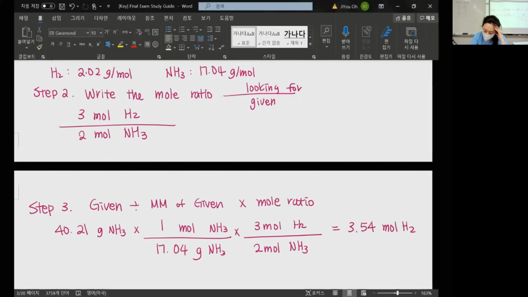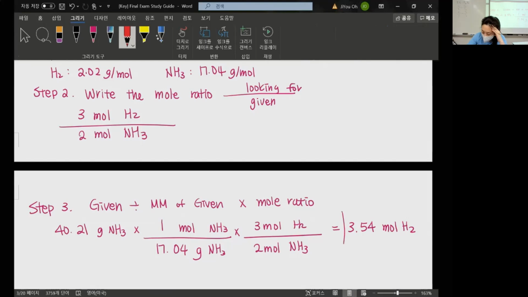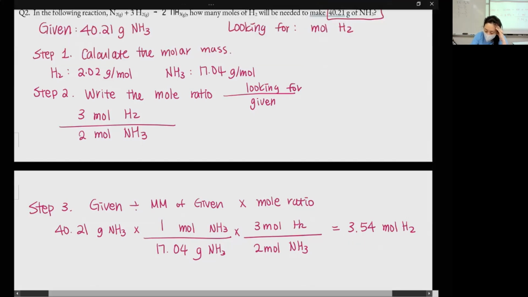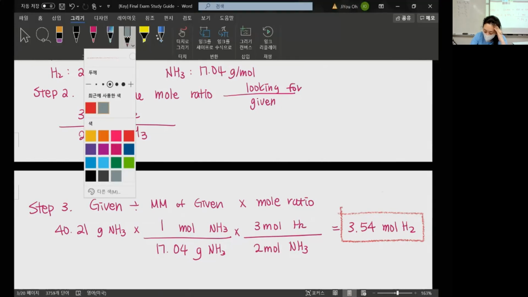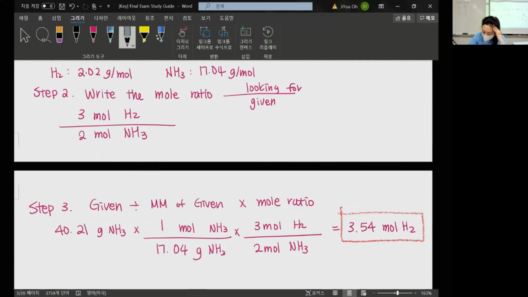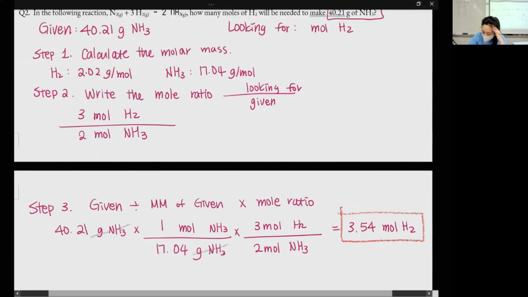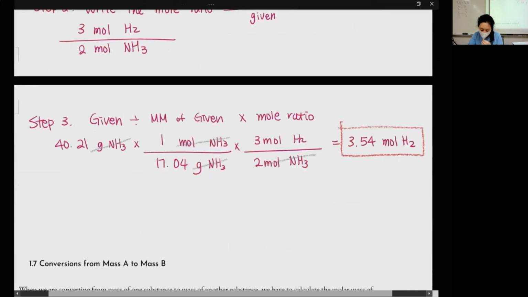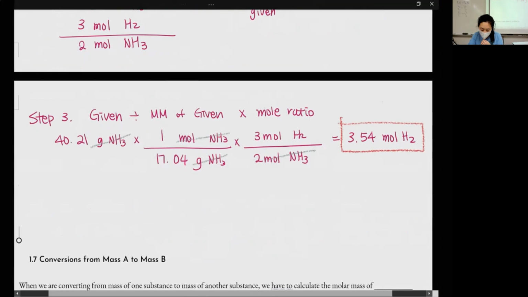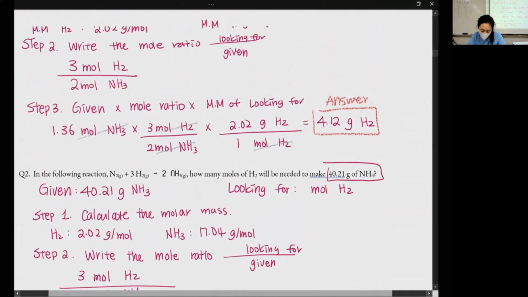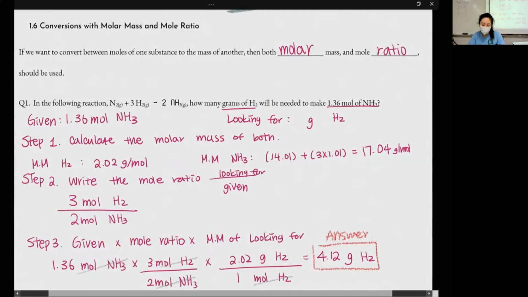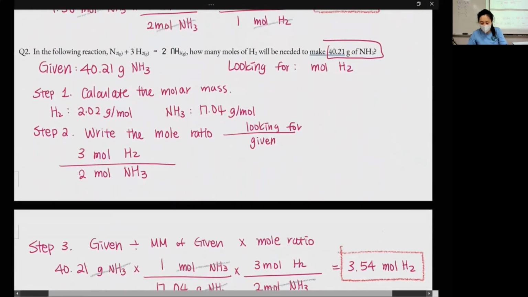Okay. So that will be your final answer for the question. Let me write out how things are getting canceled. Grams of NH3, moles of NH3, and then the final unit will be mole of H2. All right, so that's how you would solve the conversions with the molar mass and mole ratio. Here we go.